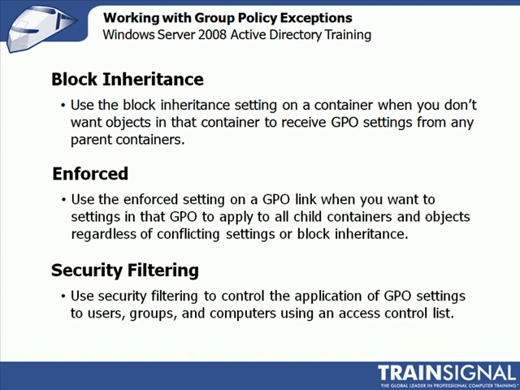Another exception is something called security filtering. You use security filtering to control the application of GPO settings to users, groups, and computers using an access control list. Okay, where you do it almost more like what we're used to when it comes to NTFS permissions and things like that, where we want to actually allow or not allow somebody access to something. Well, here we can say we want to apply a group policy or not apply a group policy to users, groups, and computers in that same access control list type fashion.